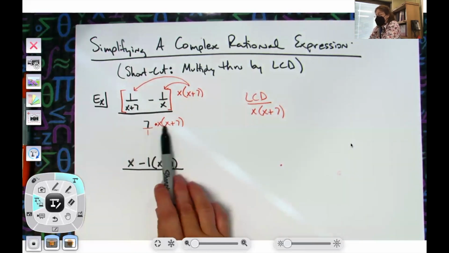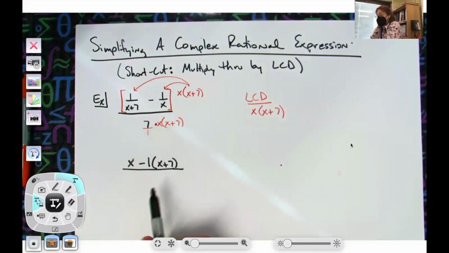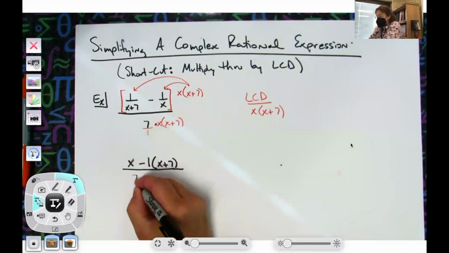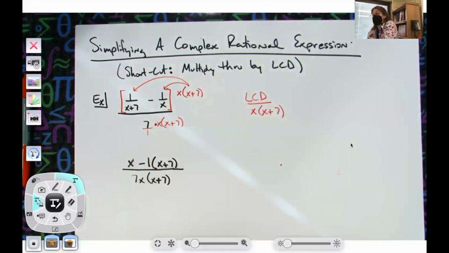Now over here, this is over 1, this is over 1, so I'm just going to multiply all of this. I am not going to distribute. Do not get in a hurry to distribute. Just squish it together. 7x, x plus 7. Leave it like that because chances are something's going to cross out later. Don't get in a hurry to distribute that.